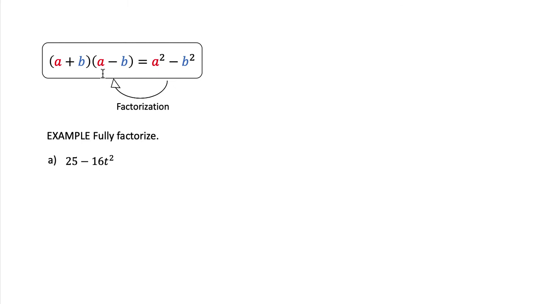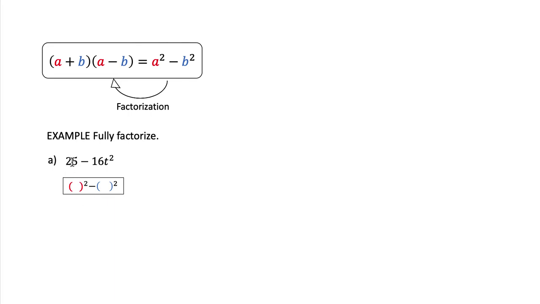Now, example, fully factorize again. 25 minus 16t squared. Now, let's first check. We have two terms in here, and we have a minus between the two terms, so it looks awfully like this. Now, to know whether we can use the formula, we'll have to check whether this 25 is a square of something and whether 16t squared is a square of something.